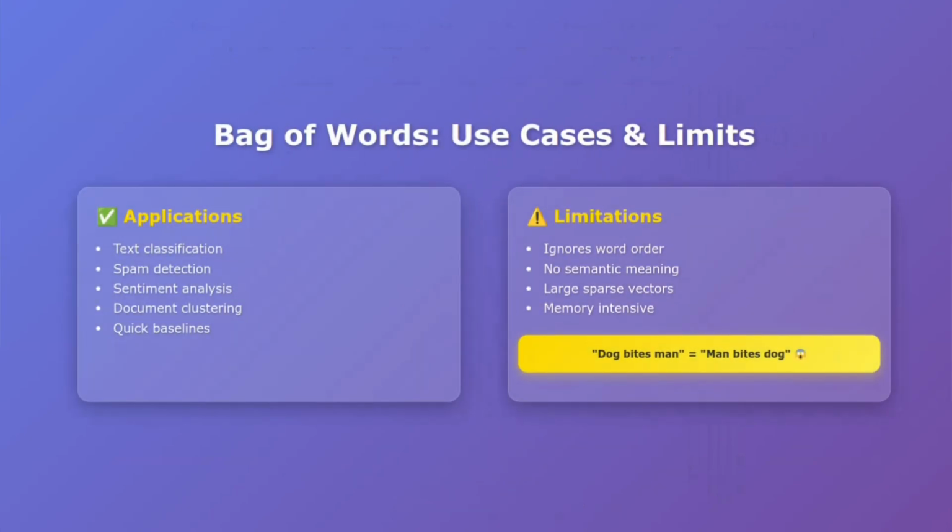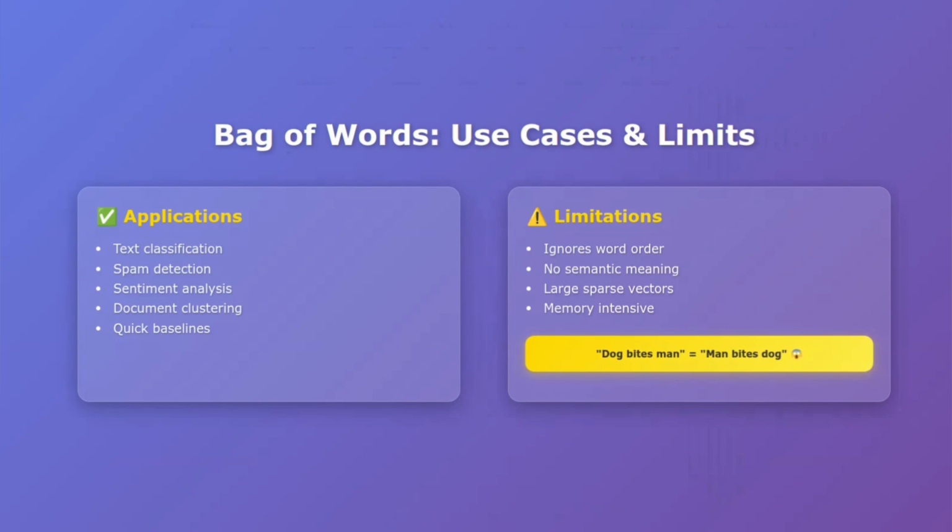So where do we actually use bag of words? It's fantastic for text classification, like spam detection. It works well for sentiment analysis, document clustering, and basically any task where simple word presence matters more than word order. But it does have limitations.